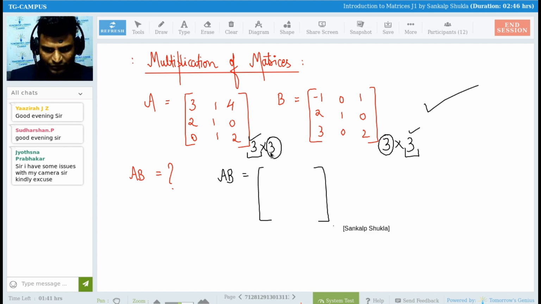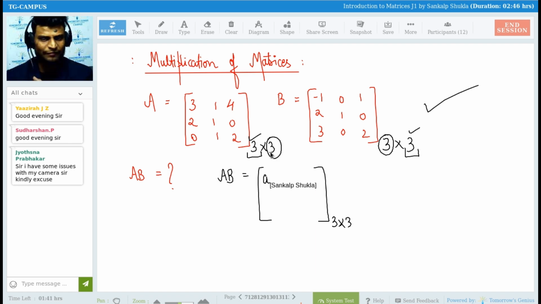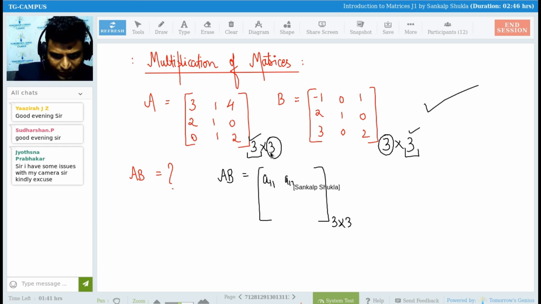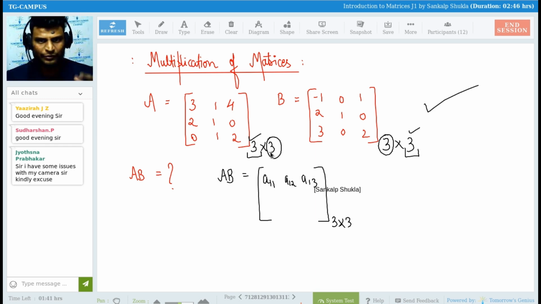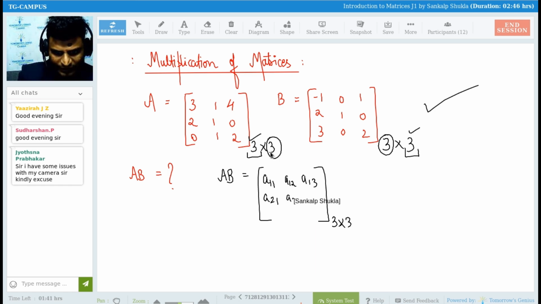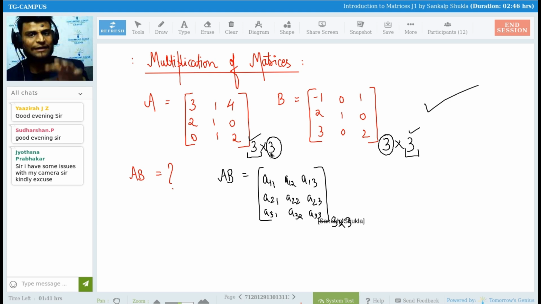Now how do we multiply? See. So I'll suggest you guys write down the elements first. You know the structure of the matrix. It is 3 cross 3, so it will have 9 elements. So it will be A11, A12, A13. Okay, first row and third column. This will be A21, A22, A23. This will be A31, A32 and A33. Now please pay attention. Why am I writing this? Because this is going to make your work easy. Okay. Visible?